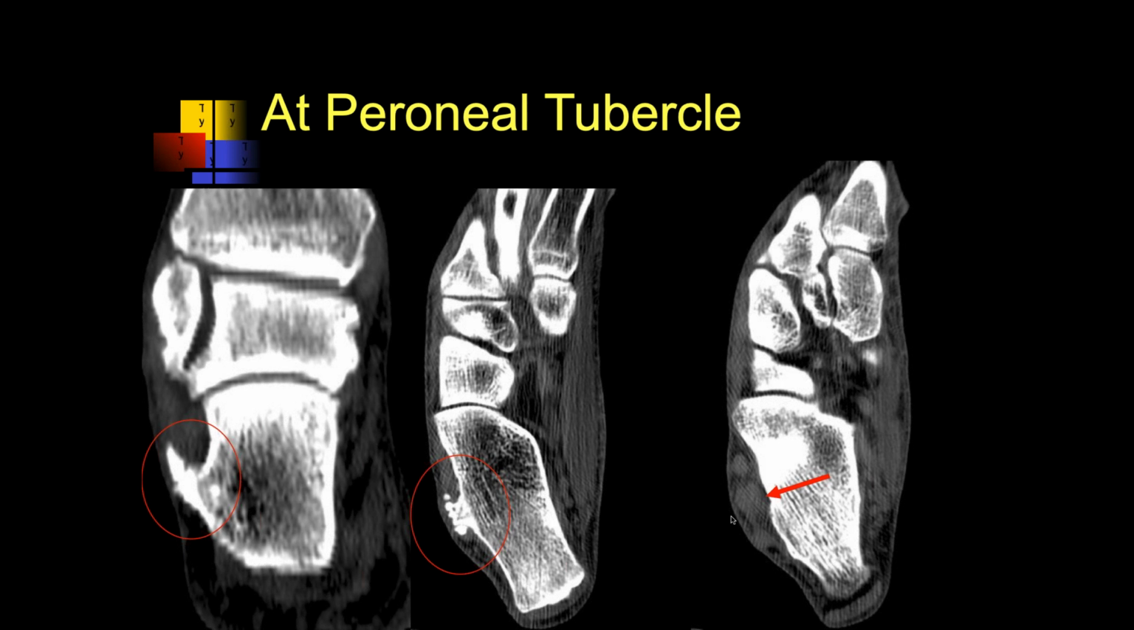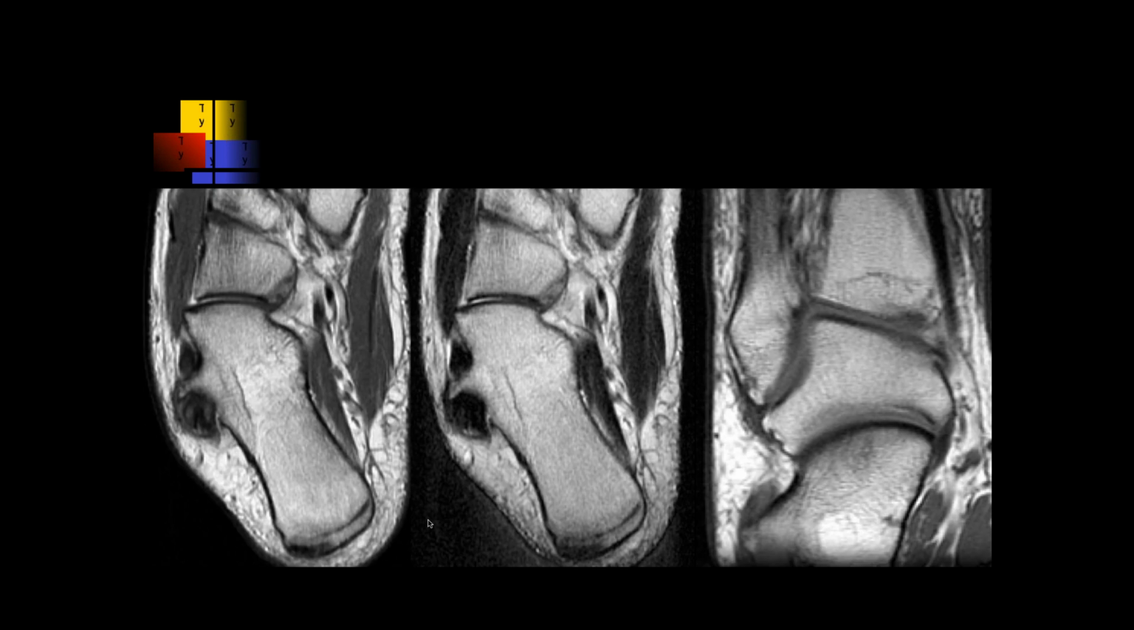It's not really splitting the peroneus longus. We can see distally the longus is very thickened here, and you can see a lot of abnormality of the peroneal tubercle here. So this was a peroneal tubercle.